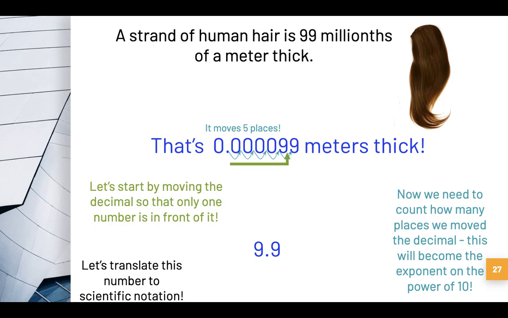And that's going to be our exponent. Notice it's going to be negative because this number is tiny. It's 0 point something. That's how we know it's tiny. So we're going to write this as 9.9 times 10 to the negative 5th.